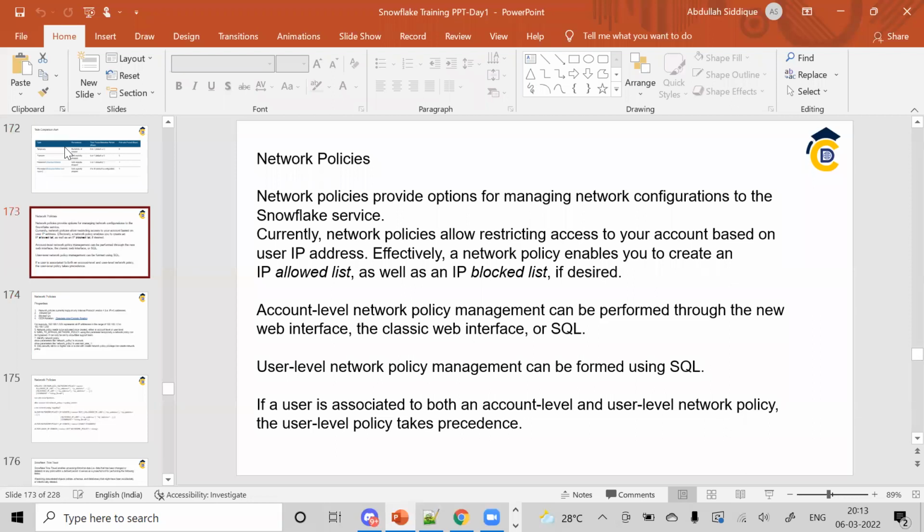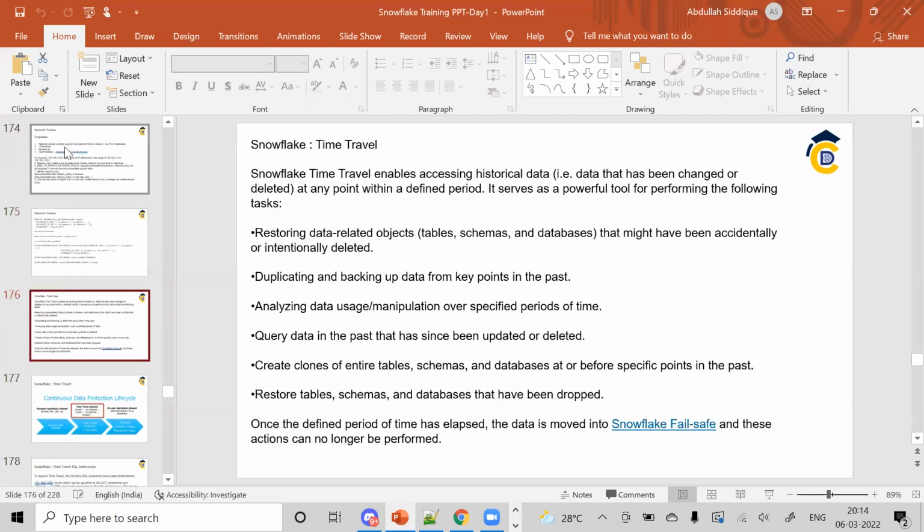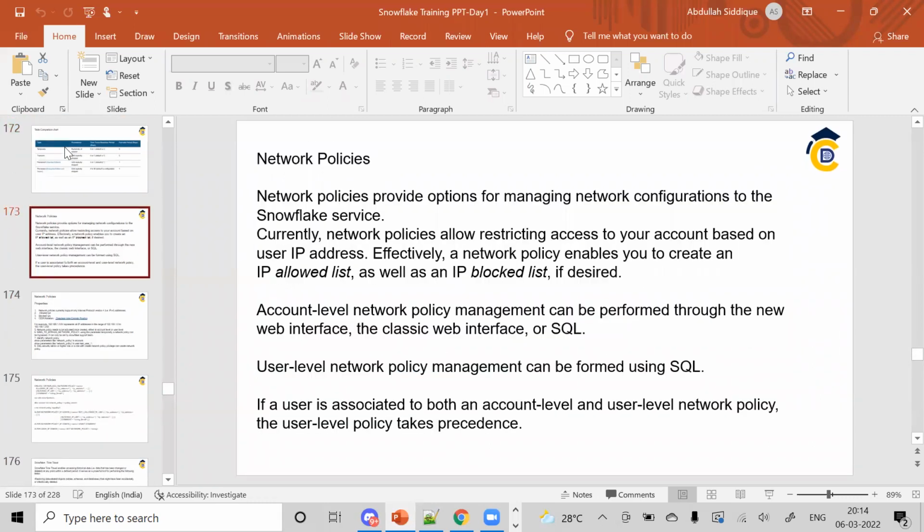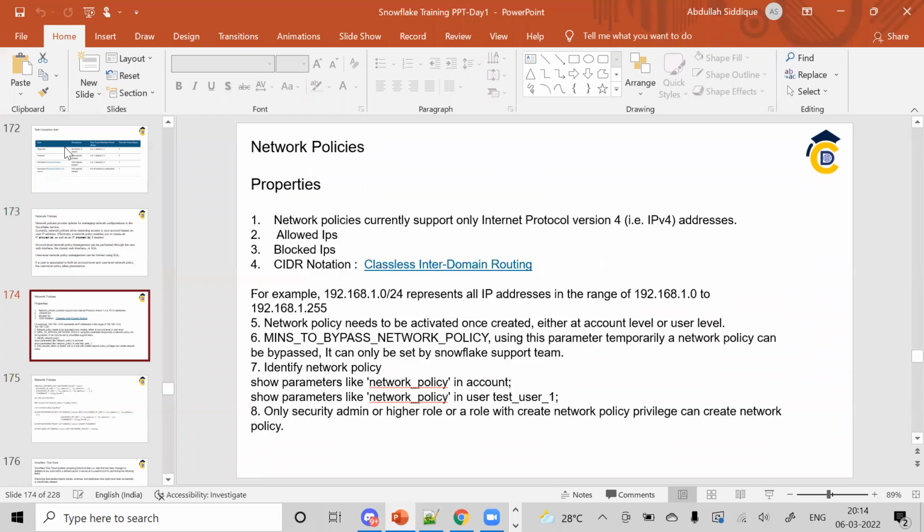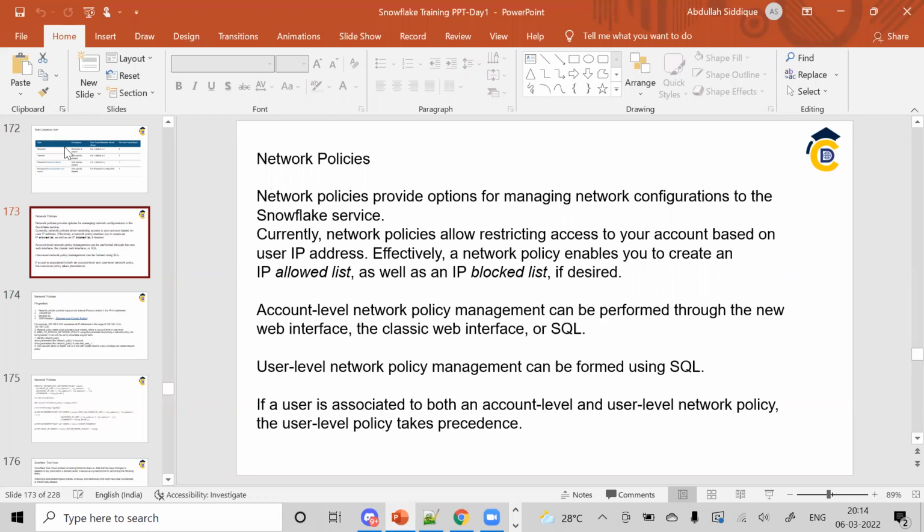So I will just complete network policies today and a little bit of time travel also we will see, because time travel is a little big topic. I mean, it can be covered in one class, but I will cover network policies first, and then we'll see how much we can cover for time travel also.